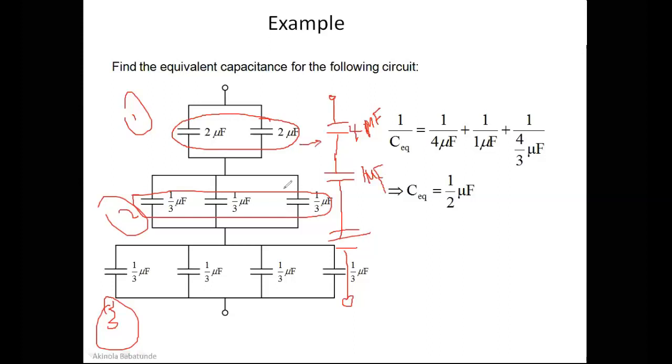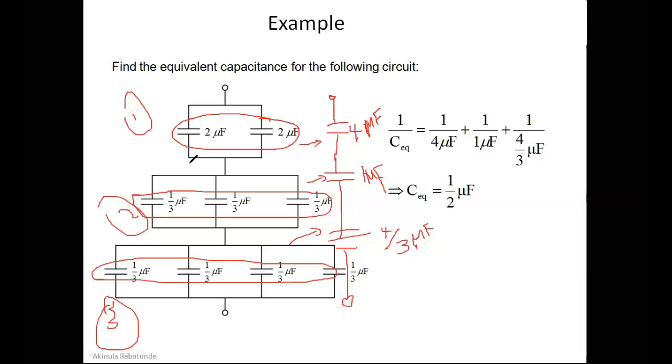So when you connect these together, you get just 4. When you find the equivalence of these, you get 1. What happens when you find the equivalent of these? You have 1 over 3 plus 1 over 3 plus 1 over 3 plus 1 over 2, because these guys here are also connected in parallel. So this gives you 4 over 3 microfarad, isn't it? Yes, 4 over 3 microfarad is what you have here.